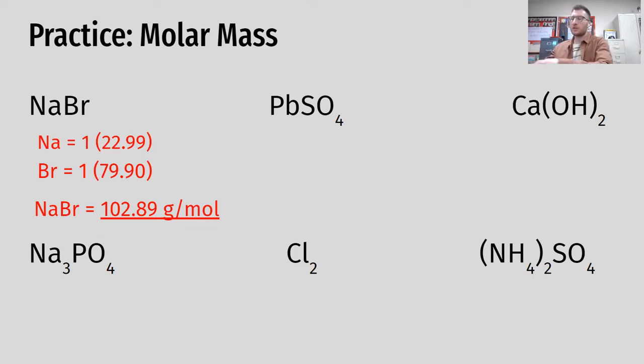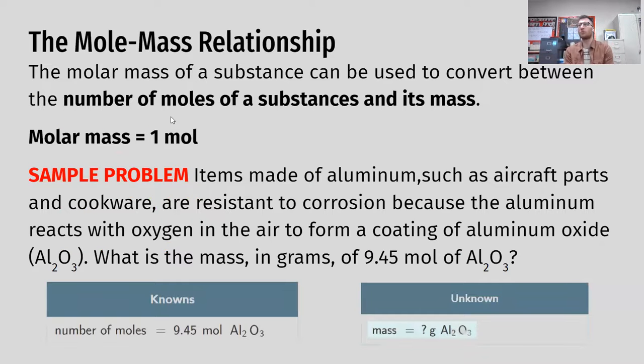But there is actually a larger purpose for understanding molar mass, and that is, of course, for the purpose of performing calculations and performing some conversions. So we have the mole mass relationship. The mole mass relationship can be used to convert between the number of moles of a substance and its mass. So we have a conversion factor here. That conversion factor is that the molar mass is equal to 1 mole. So this is, again, one of those tools that we're going to use for the purpose of converting.